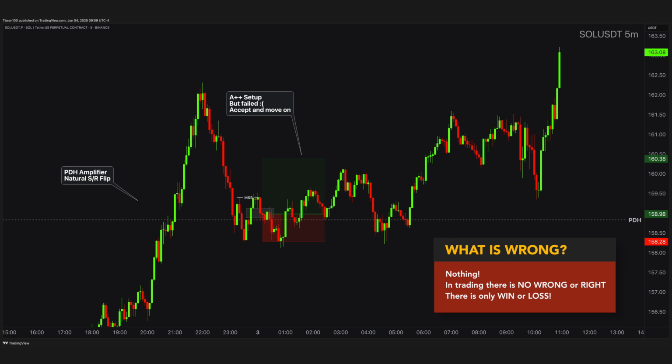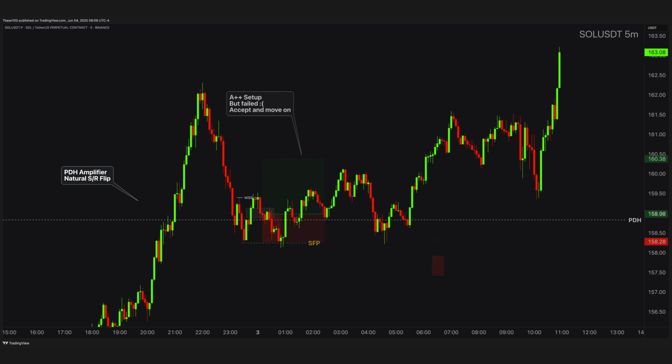And you may ask, what did we do wrong here? Here is the thing. There is nothing wrong here. In trading, there is no wrong or right. No one knows the future. Accept the loss and move on. Simple as that. Then price sweeps our stop loss with the swing failure pattern and breaks the structure upwards one more time with another imbalance.